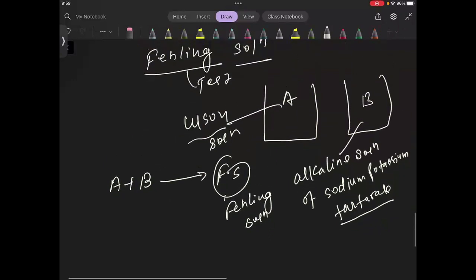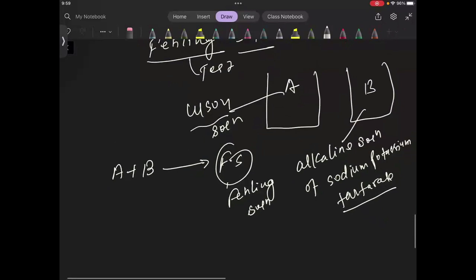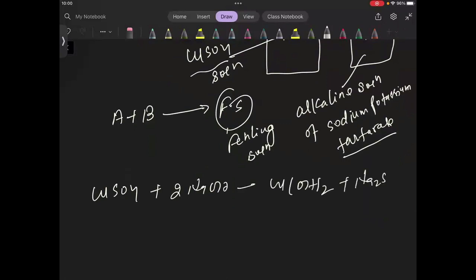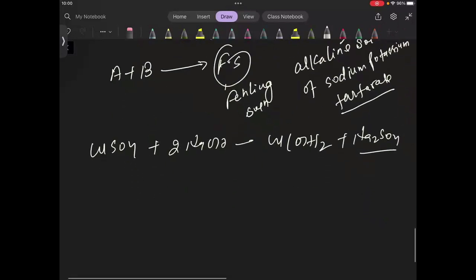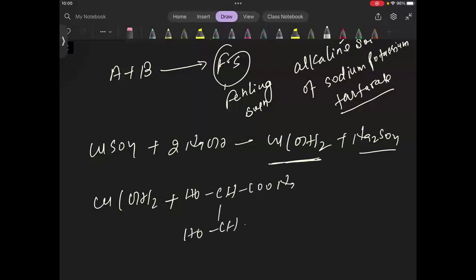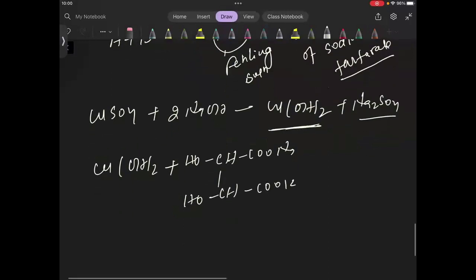So just for better understanding, I'm going to write here. See here, first you have taken the copper sulfate, which will react with 2 moles of sodium hydroxide. Then you will get Cu(OH)2, copper hydroxide, plus Na2SO4, sodium sulfate. Now next, when the copper hydroxide reacts with the Rochelle salt, or sodium potassium tartrate, CHOH COONa and CHOH COOK. This is called Rochelle salt or sodium potassium tartrate.